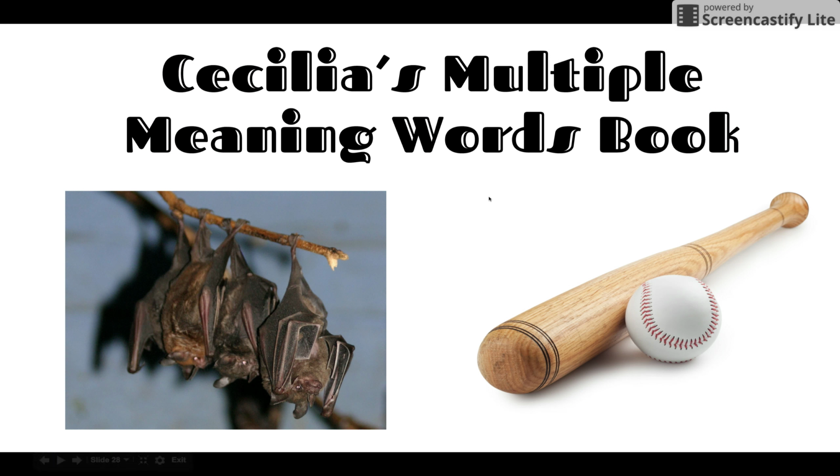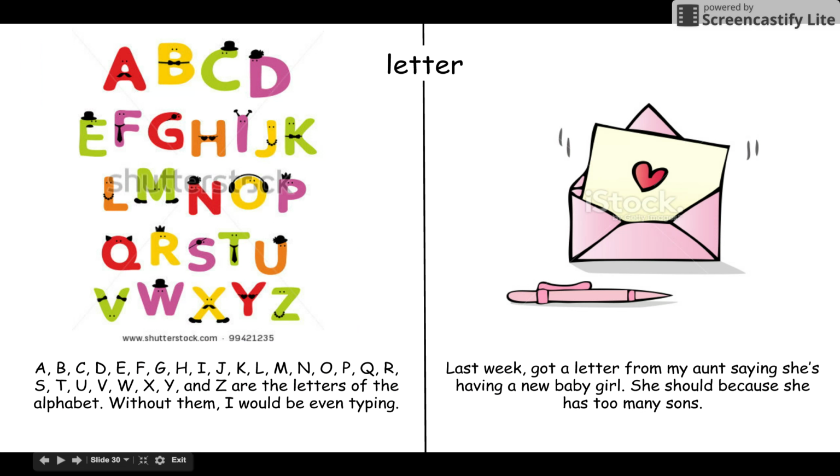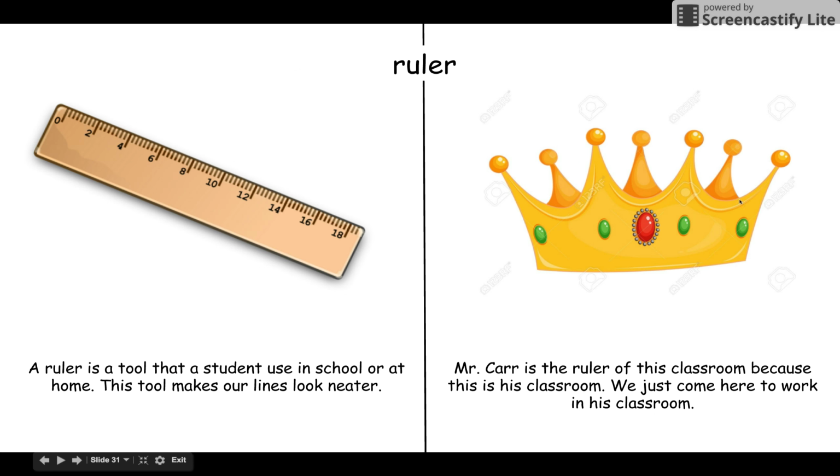This is a multiple meaning words book that also can be used on digital templates. So when it's sent out, it's very basic, and then they add in pictures, they add in sentences to go along with it. So here this talks about barking, dog barks, tree bark. This talks about letters, a letter, and then a letter. We have a ruler and a ruler.